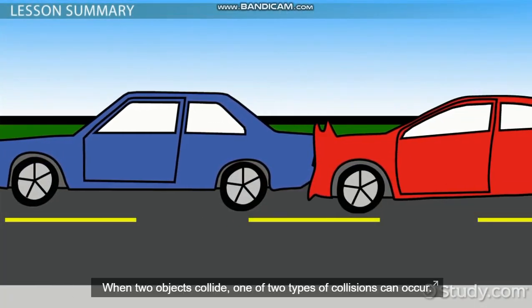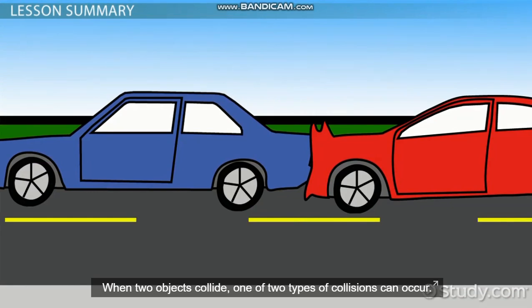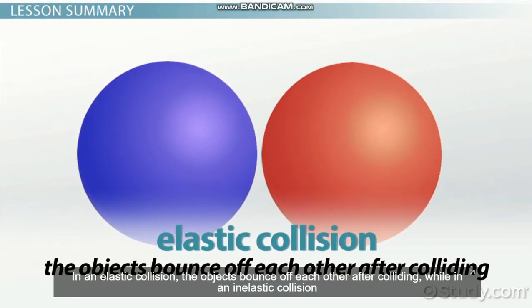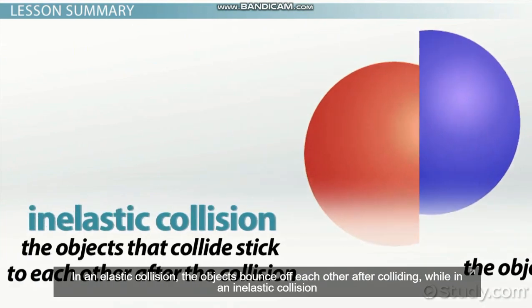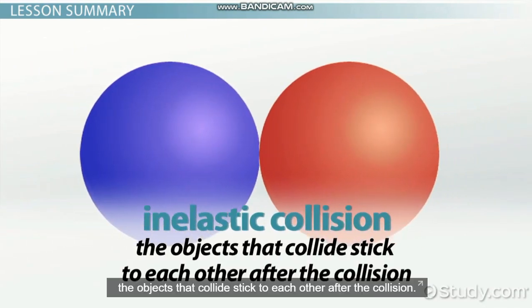When two objects collide, one of two types of collisions can occur. In an elastic collision, objects bounce off each other after colliding, while in an inelastic collision, the objects that collide stick to each other after the collision.